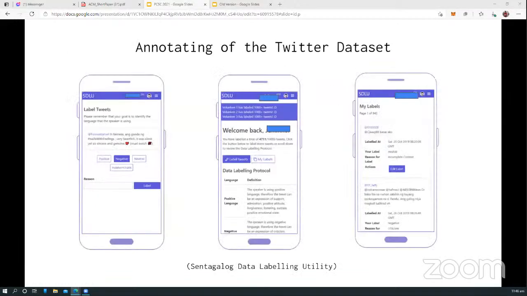As for labeling the actual Twitter dataset, the researchers developed a web application hosted online as a tool for our volunteer annotators to label the tweets. This app is mobile responsive for annotators who choose to use their phones. This makes it more convenient for our volunteer annotators to label a large amount of tweets as compared to doing the same activity on a spreadsheet.